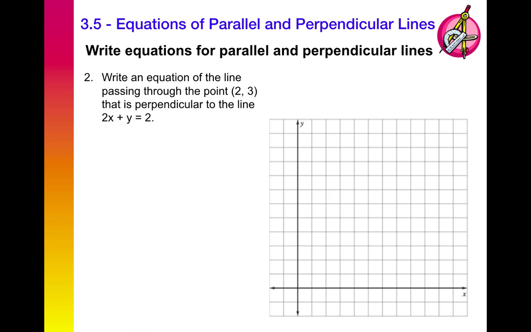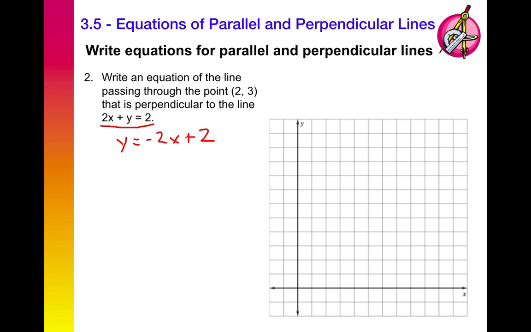Now let's write an equation of the line that passes through 2, 3 that's perpendicular to this line. Well, this is not the form that I want, so I'm going to subtract 2x from both sides, and I'm going to get y equals -2x plus 2. And right away we can see that we have a -2 slope. So let's write something that has a perpendicular slope.